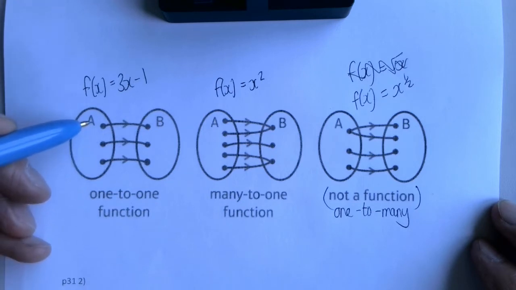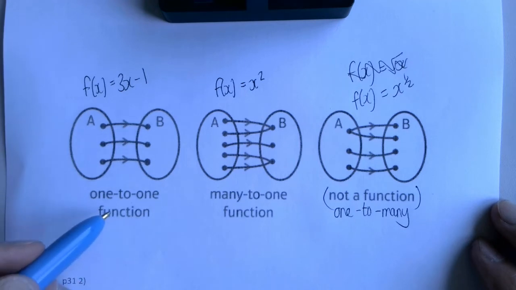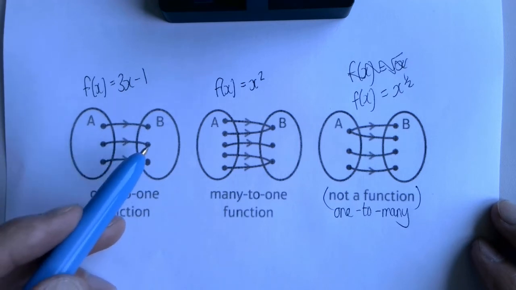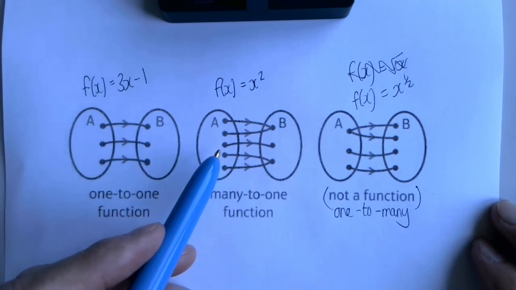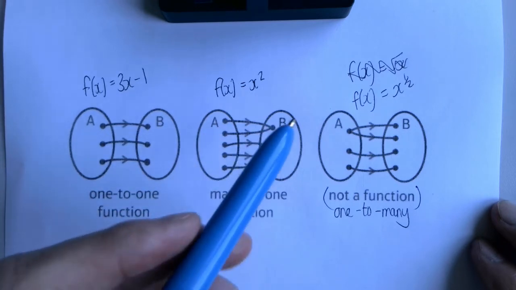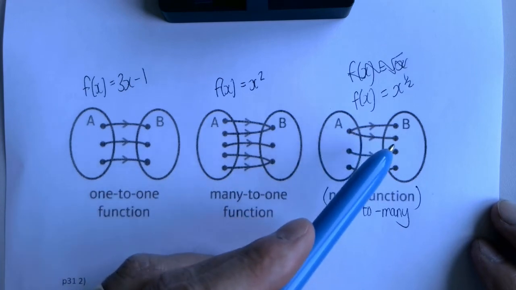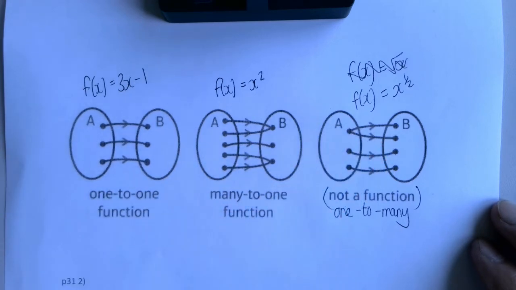This is the domain, the numbers we're allowed to put in. This is the range, the numbers that come out. A 1-1 function has one-to-one, many-to-one means several different x values can give you the same y value, and one-to-many means a particular x value may give you more than one y value.